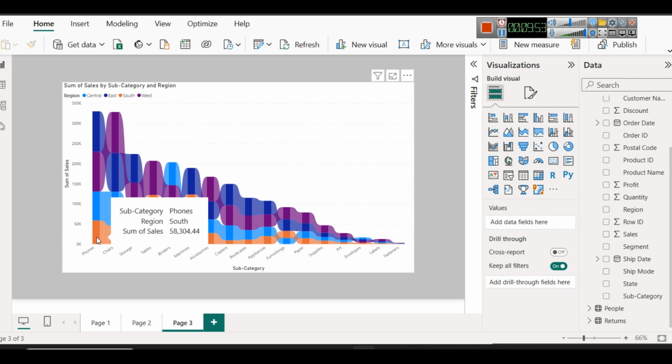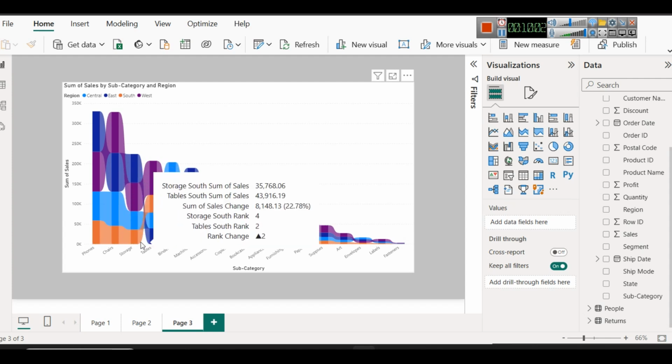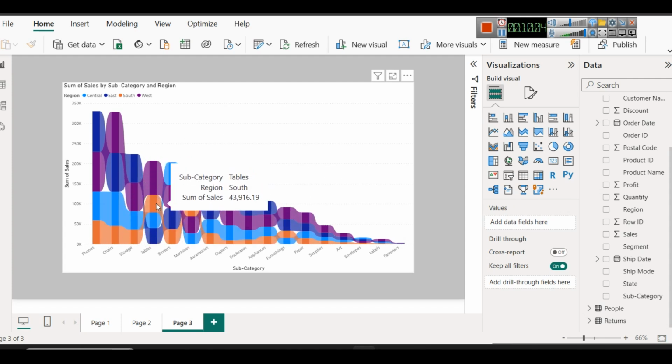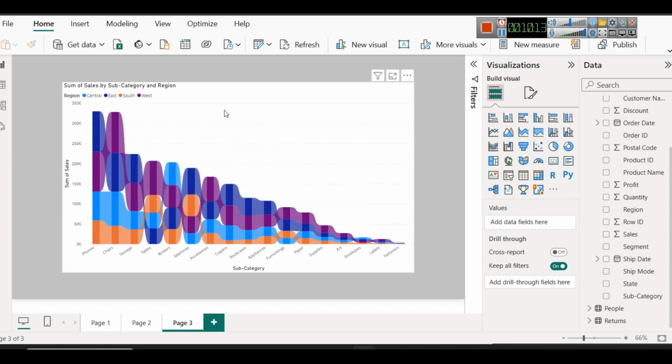South region has lower sales in this data, but for phones it is lower, for chairs it is lower, for storage, but for tables it is second highest, right? For machines it is second highest. So this is what this ribbon chart shows. It is showing us that for each subcategory what is the rank of each region in different bars. They are bars, right? But unlike a bar chart, here we are getting to know about their ranks also.